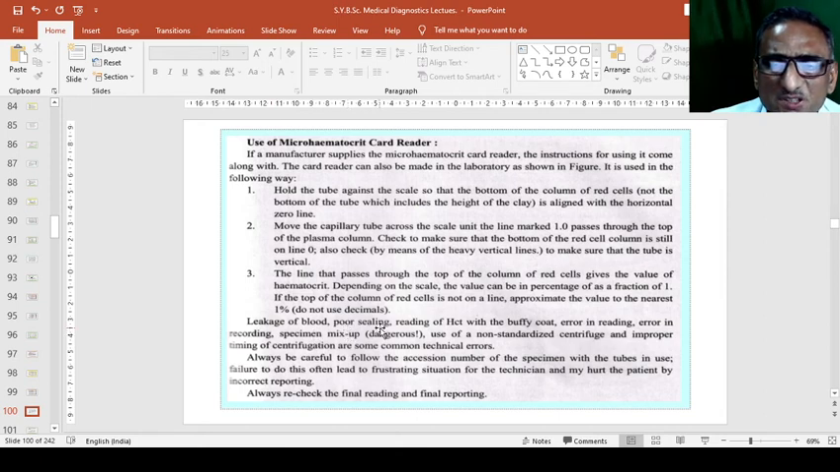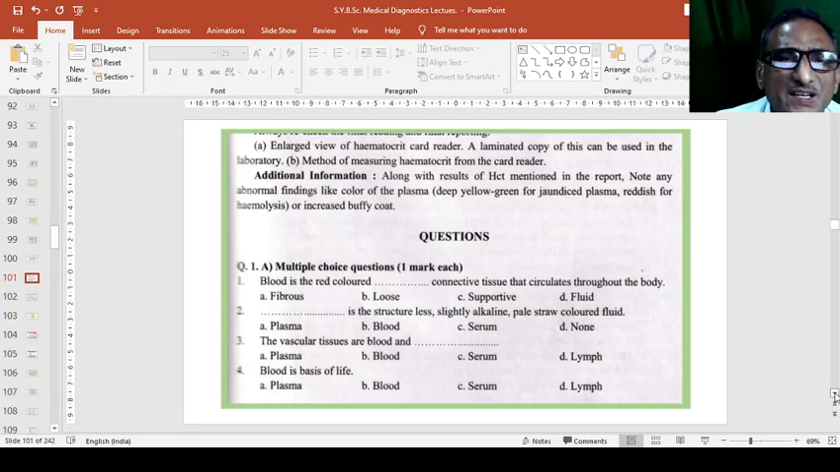Sources of error include leakage of the blood, poor sealing, reading the HCT with the buffy coat, errors in reading, errors in recording, specimen mix-up, use of a non-standard centrifuge, and improper centrifugation. These are the common errors that cannot give proper and good results for your work. Additional information: along with the HCT result in the report, note any abnormal findings like the color of the plasma, either deep yellow or green for jaundiced plasma, reddish for hemolysis, or an increased buffy coat. So this is the final.